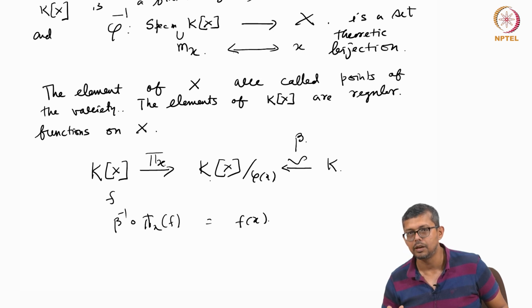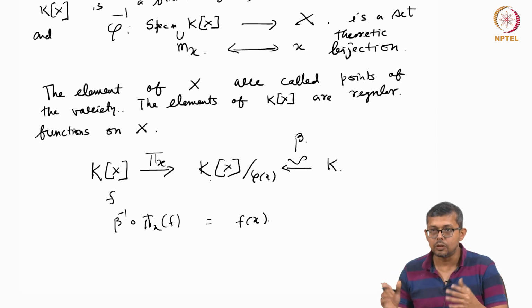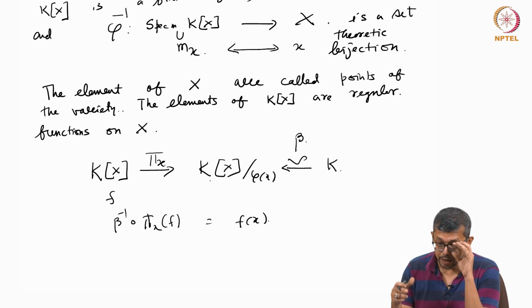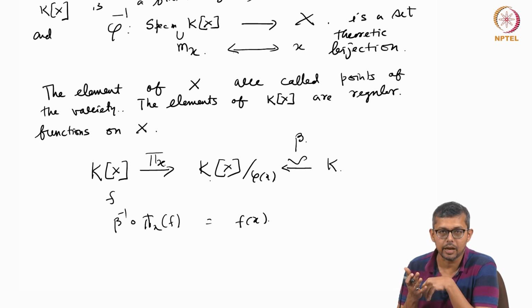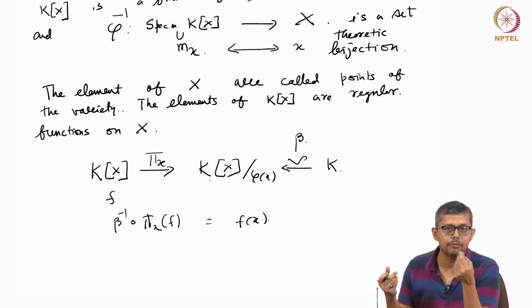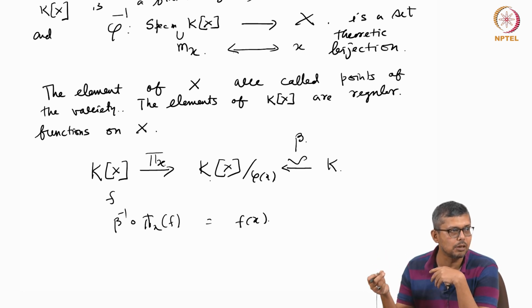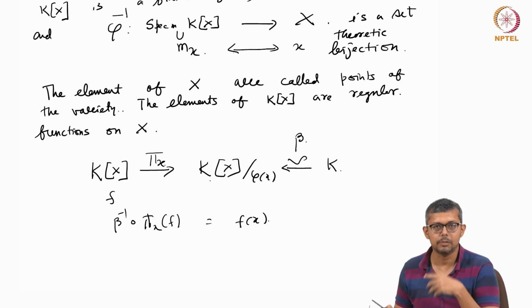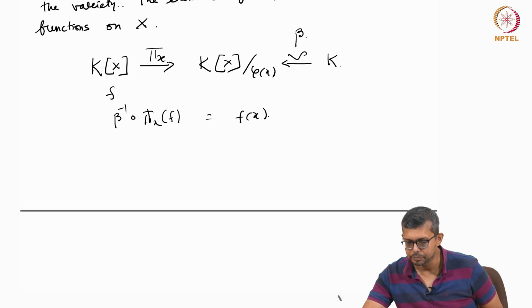That is why I wrote beta inverse. So, you can think of this element of this finitely generated K algebra abstractly as functions on x, right? You can evaluate at the point. Whenever you think of f as a function on x, it means at every point of x you can evaluate it and make sense of that. So, this is the abstract way of making sense of that.